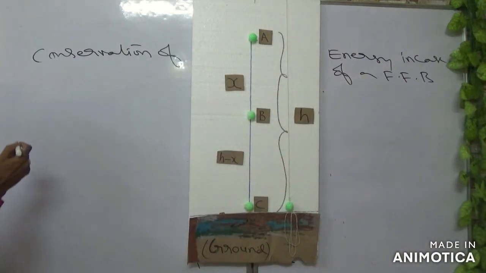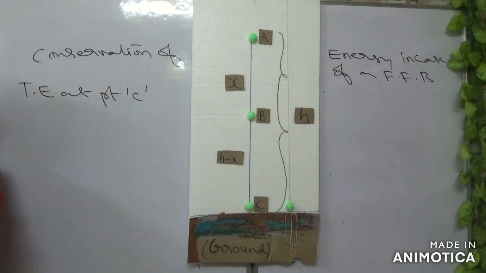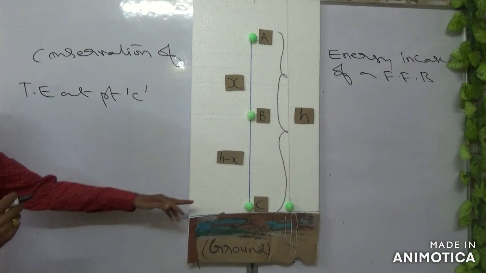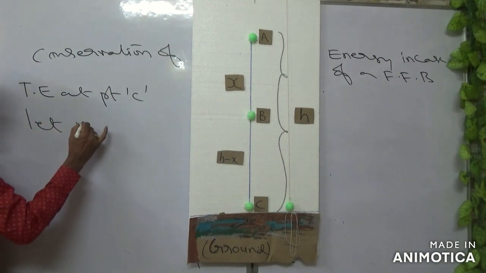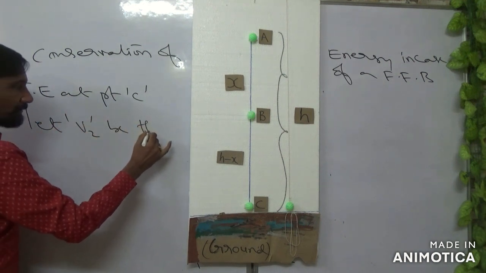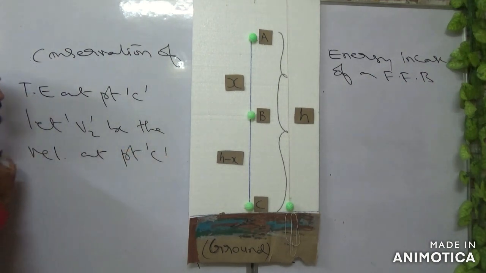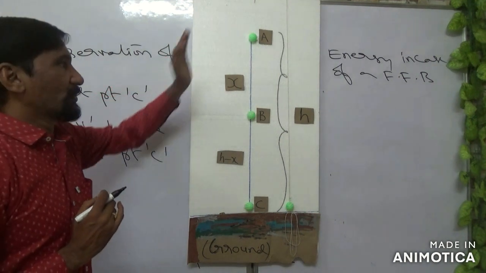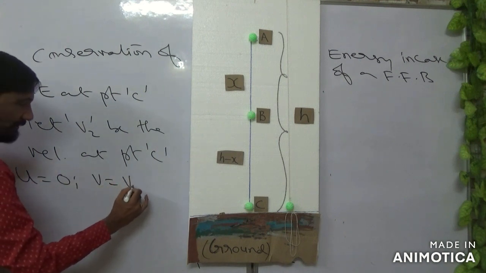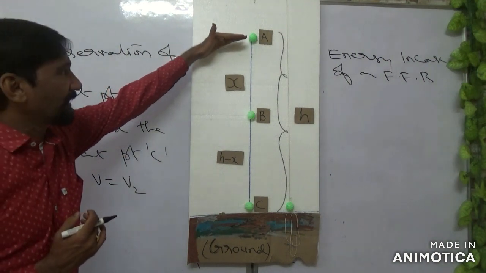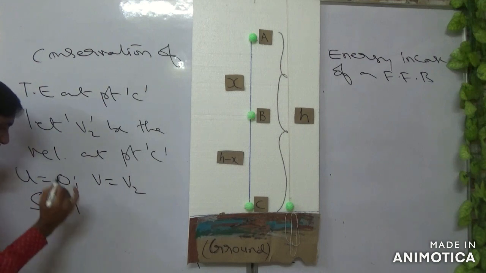So total energy at point C. Let V2 be the velocity at point C. Its starting velocity is 0, final velocity is V2, and it has traveled a distance h. So displacement is h.